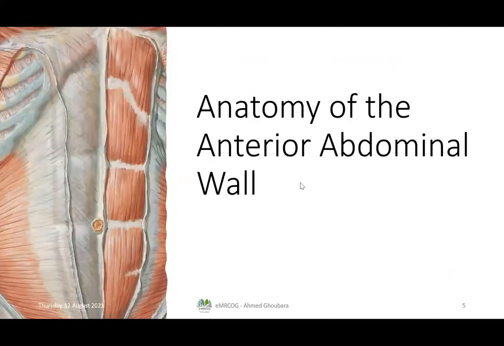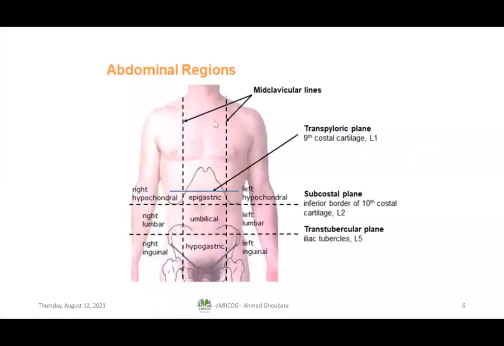So today the first topic would be the anatomy of the anterior abdominal wall, okay? When you're studying this part, first of all, the regions, which was the first question. The regions, as we all know: right hypochondrium, epigastric, left hypochondrium, right lumbar, umbilical, left lumbar, right inguinal, hypogastric, and left inguinal, okay? We do have some lines. We have two transverse or axial sections and two sagittal sections. The two sagittals are the midclavicular lines, and the two horizontal.